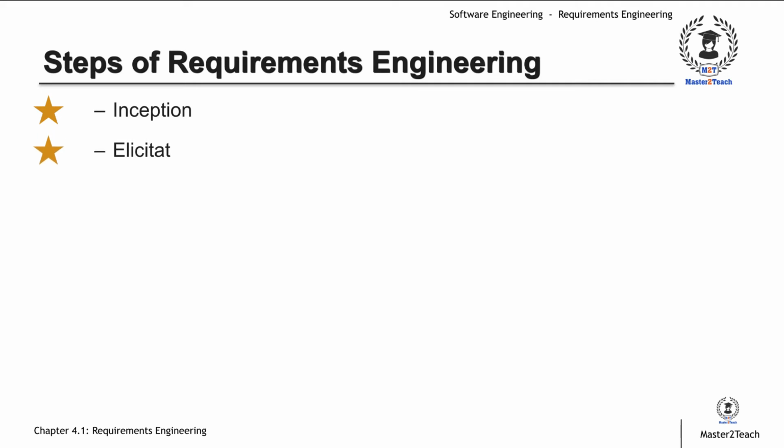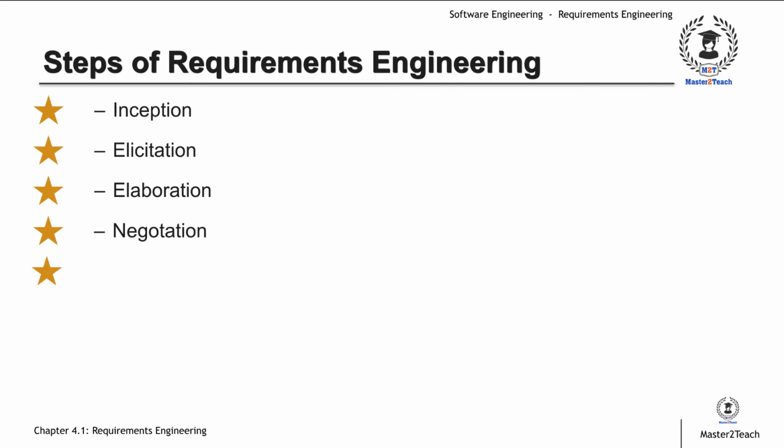The second step is elicitation, where it helps the customer to define what is required. The third step is elaboration, where basic requirements are defined and explained. Then, negotiation, where conflicting requirements are resolved. Questions like what are the priorities, what is essential, when it is required, etc. are answered in this step.